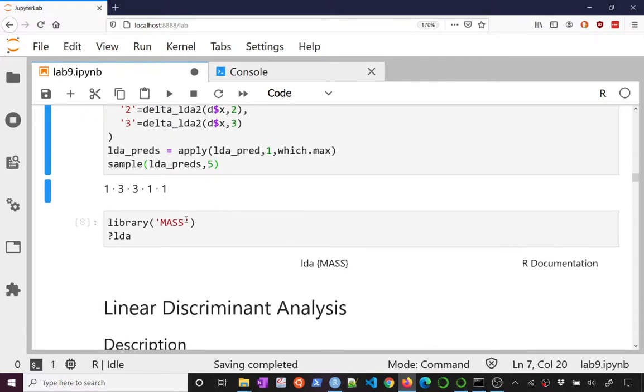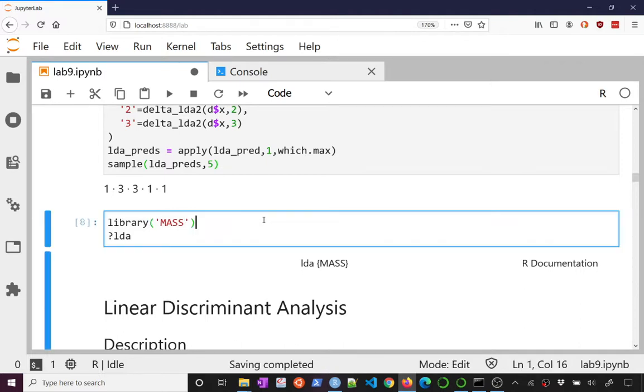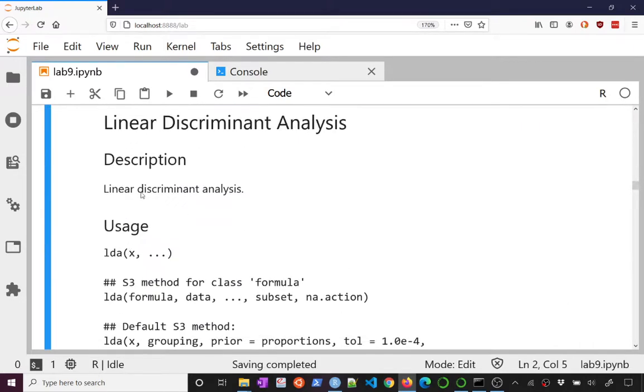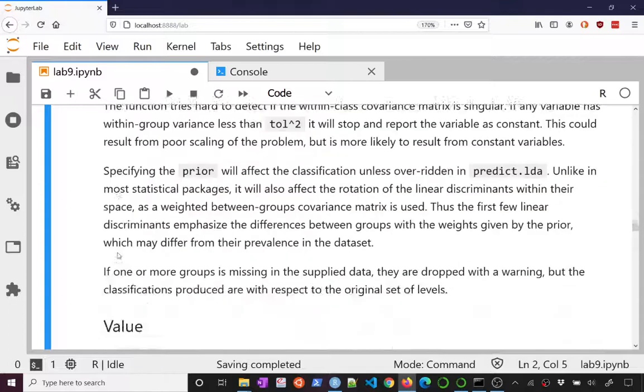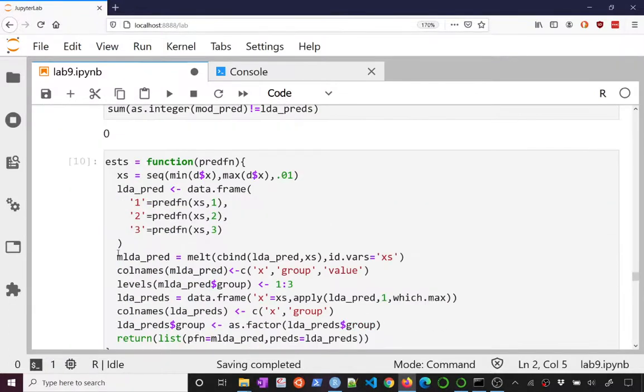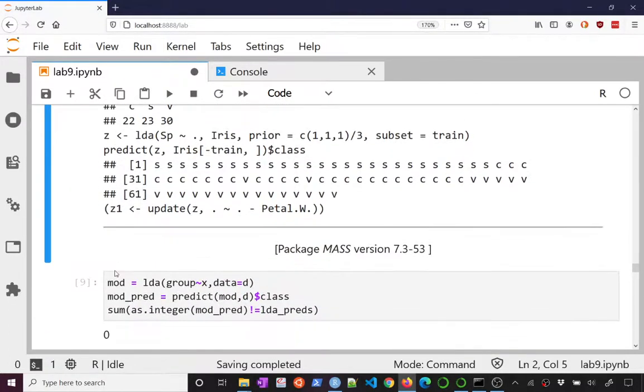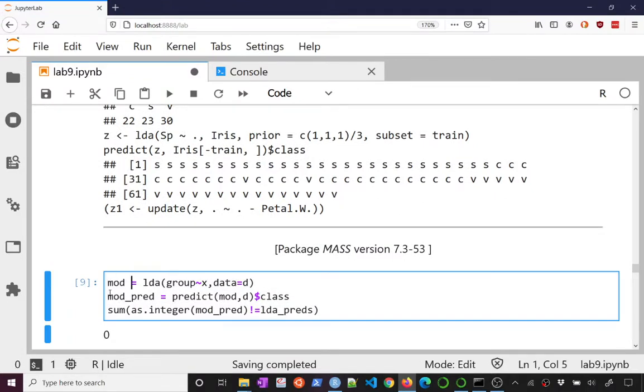Of course, in reality, we don't have to write the LDA function itself. There is an LDA already written for us in R under the MASS package. So if I load up MASS, I could query LDA, linear discriminant analysis, and the function is lda, and it operates much like regression. So here's how you call it. I say my model is lda. The group, which I'm trying to predict, is going to be predicted from my x, and I give it my data.